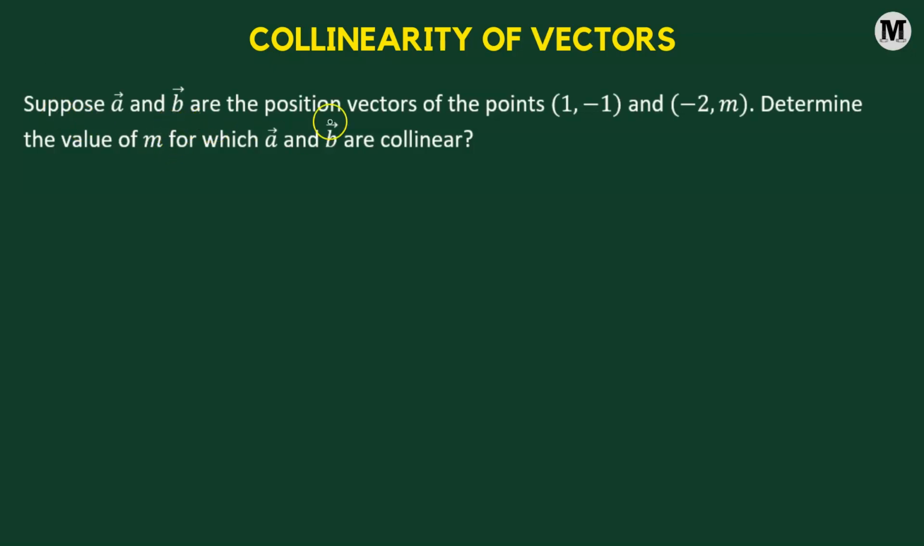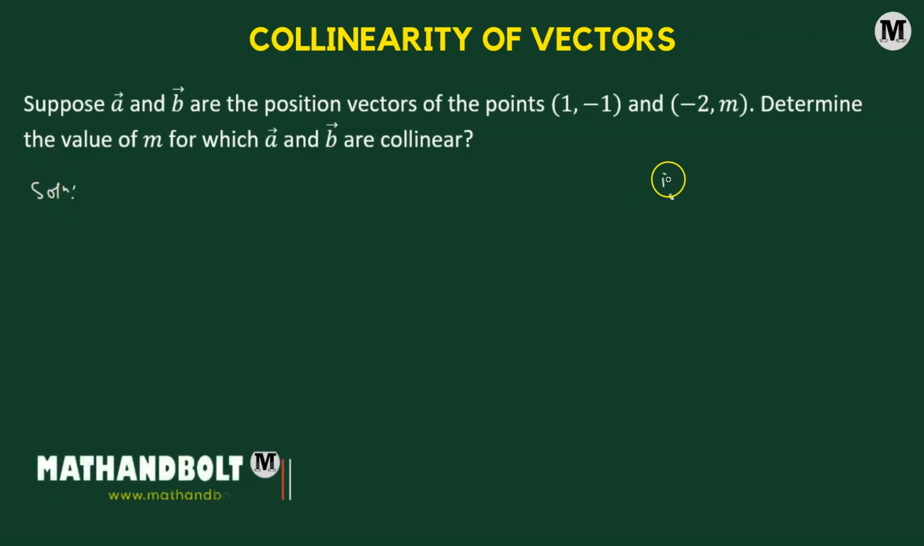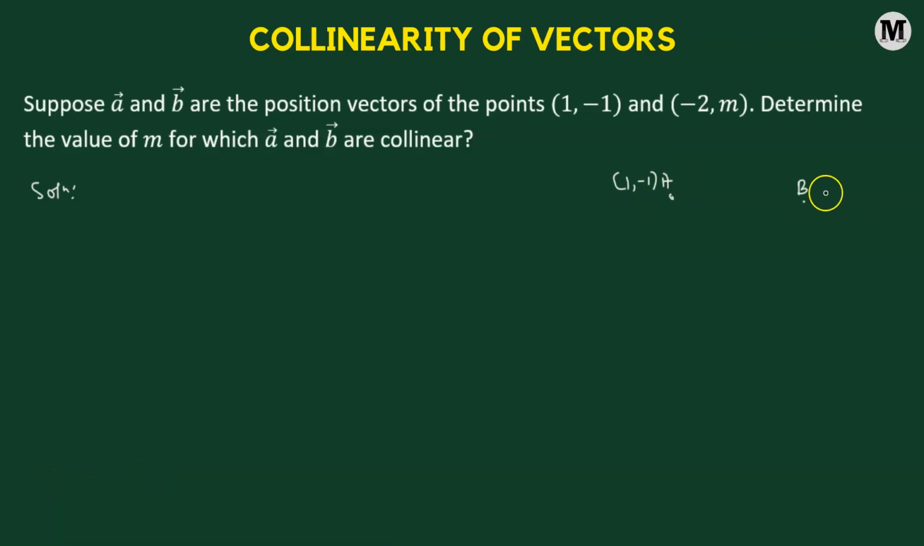Suppose A and B are the position vectors of the points (1, -1) and (-2, m). Determine the value of m for which A and B are collinear. Okay, let us begin. So let's say we have 2 points, point A and point B. The coordinates of point A are (1, -1) and the coordinates of point B are (-2, m).